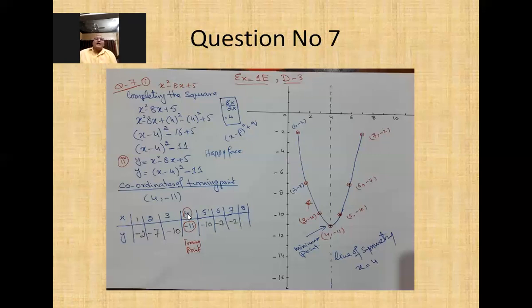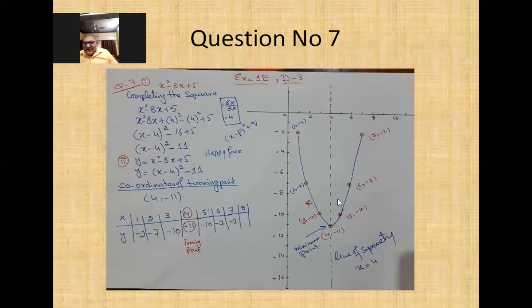Okay, so you have the 4, comma, minus 11. This is the turning point. I put a dot here. Then 3, comma, minus 10, and 5, comma, minus 10 here. 2, comma, minus 7, that's the point here. And 6, comma, minus 7, this is the point. And 1, comma, minus 2, this is the point. And 7, comma, minus 2, this is the point. So simply join them with a smooth curve, and this will be your parabola. This will be the graph of this quadratic equation.